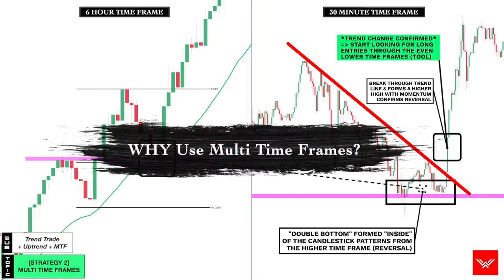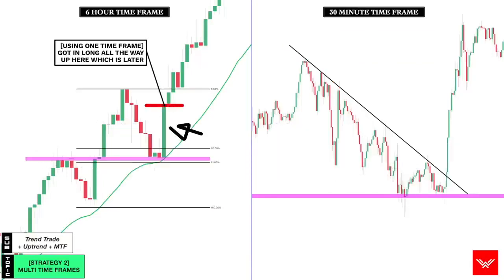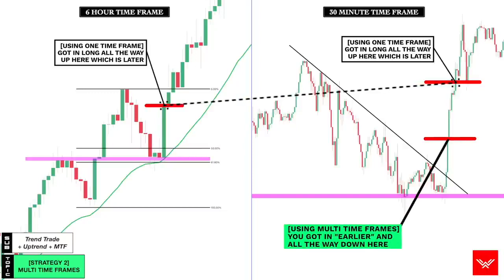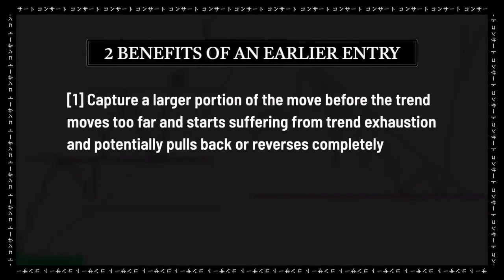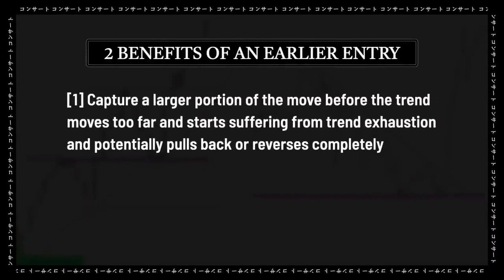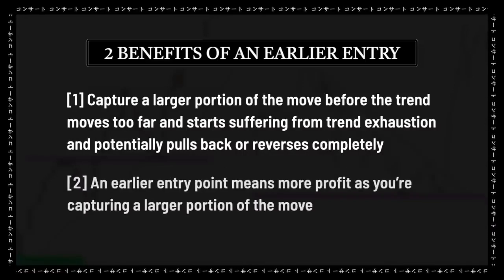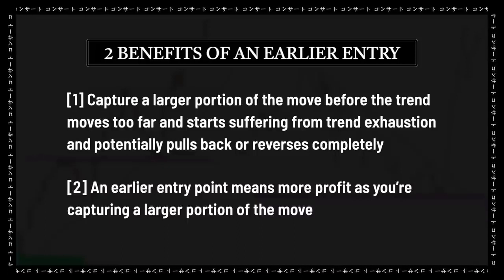So again, why are we using multi-time frames? If you only used the higher time frame on the left, you got in at the top of this candle here, which is roughly right here on the lower time frame. In contrast, by using this lower time frame on the right for an entry, you were able to get into the trade down here, which is at an earlier point. So what are the benefits of getting in at an earlier point? One, you were able to capture a larger portion of the move before the trend moves too far and starts suffering from trend exhaustion and potentially pulls back or reverses completely. And two, an earlier entry point means more profit as you're capturing a larger portion of the move.